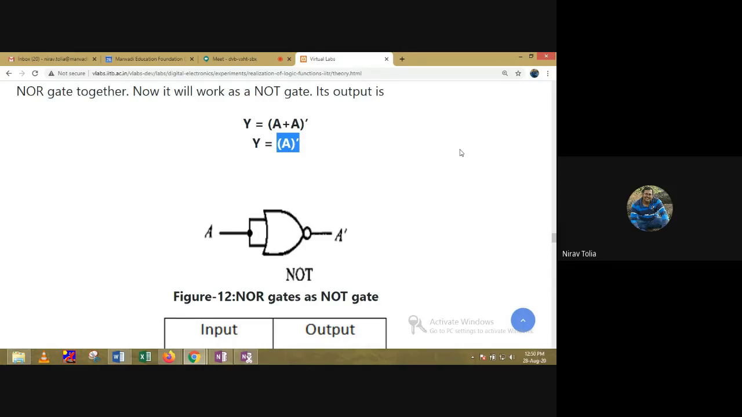So A into A is not A square, it is A only. In the same way, A plus A is not 2A, it is again A only. So A plus A is equal to A. So as my input is A and output is A bar, here A plus A is equal to A bar.